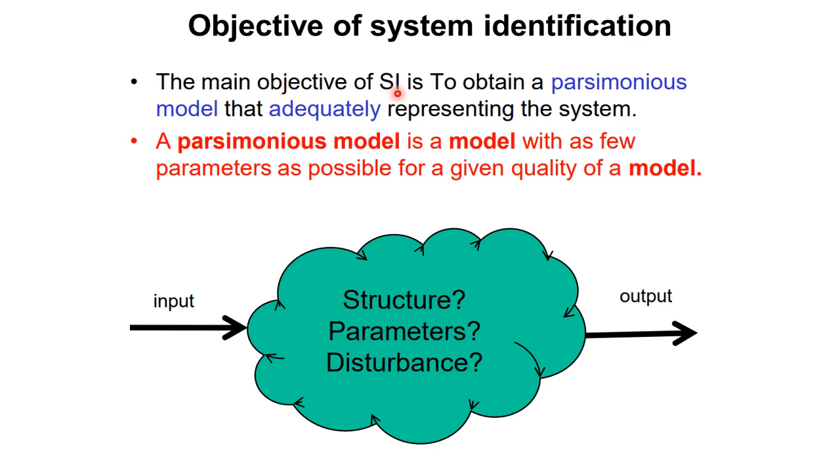The main objective of system identification is to obtain a parsimonious model that adequately represents the system. So what is a parsimonious model? It is a model with as few parameters as possible for a given quality of the model. Even though the parameters are few, it can represent the system accurately. So we want to determine the structure, the parameters, or the disturbance related to the model.